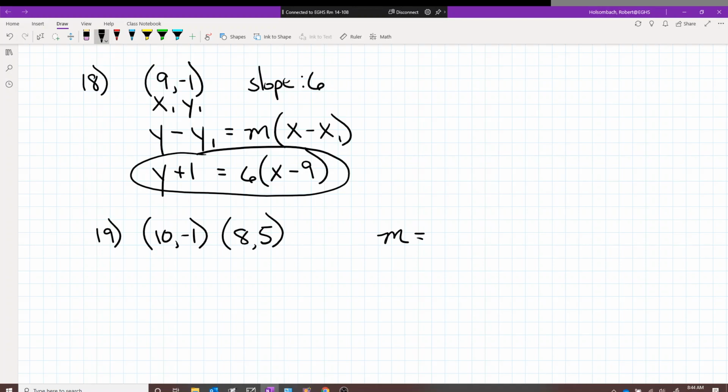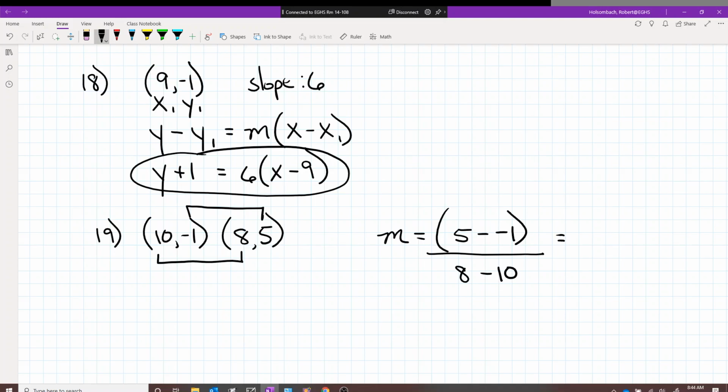So the slope of a line that goes through these 2 points would be 5 minus -1 in the numerator over 8 minus 10. So 5 minus -1 would be 6, over 8 minus 10 is -2, and 6 divided by -2 would be -3. So the slope of the line that goes through these 2 points is -3.